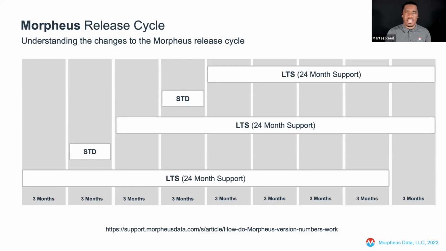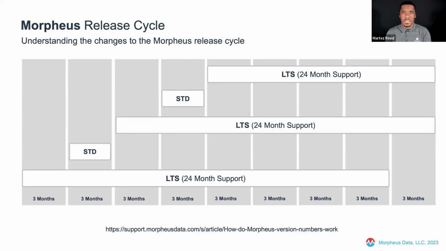So if we take a look at this slide right here, we see as an example, if we start at the beginning of the year, there's going to be an LTS release. And then in the Q2 timeframe, or the second quarter of the year, there will be a standard release.